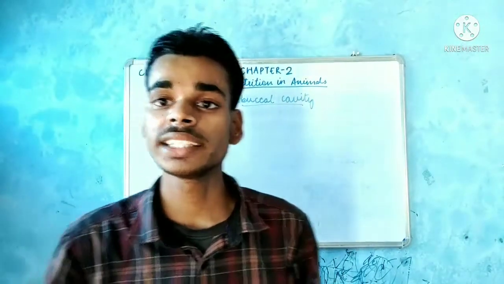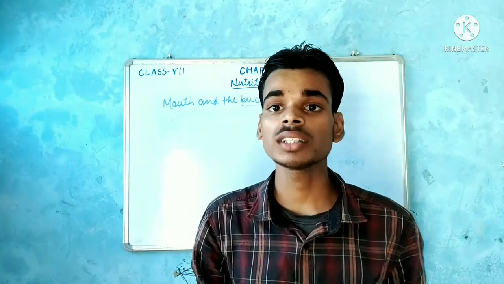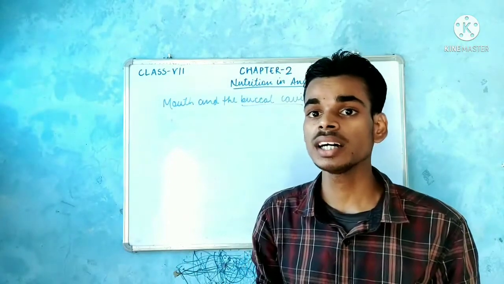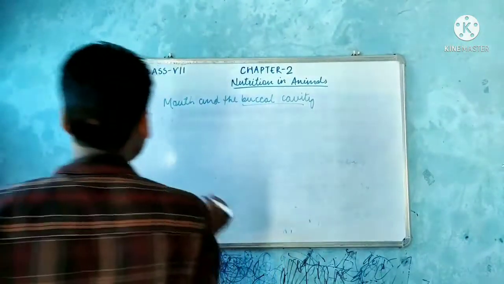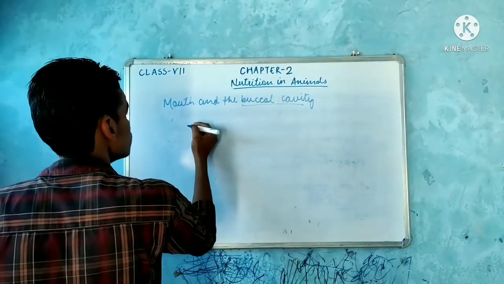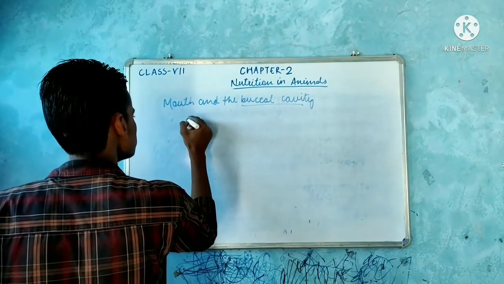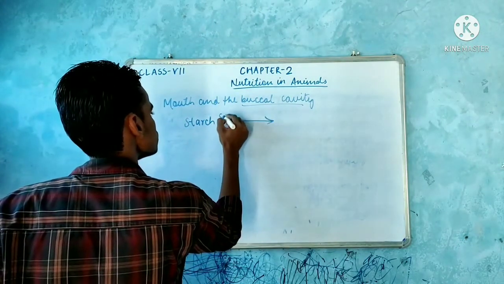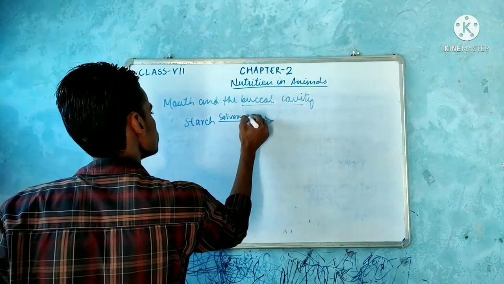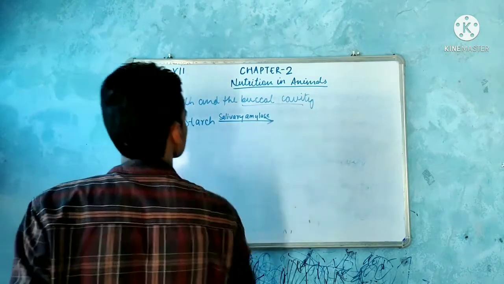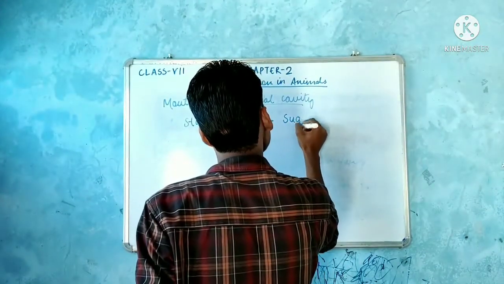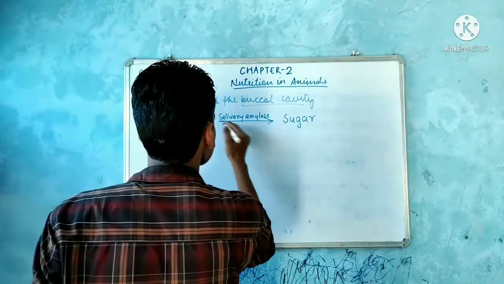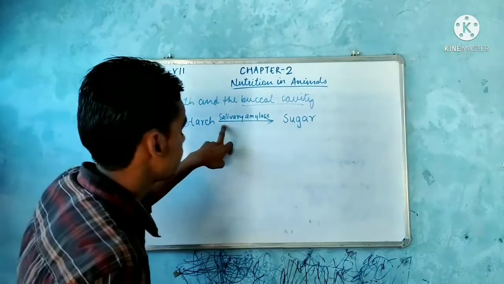Our mouth plays a significant role in the process of digestion. It converts the starch into simple sugar by the help of enzyme called salivary amylase secreted by the salivary gland. The reaction for the conversion of starch into simple sugar is: starch, with salivary amylase, into simple sugar.